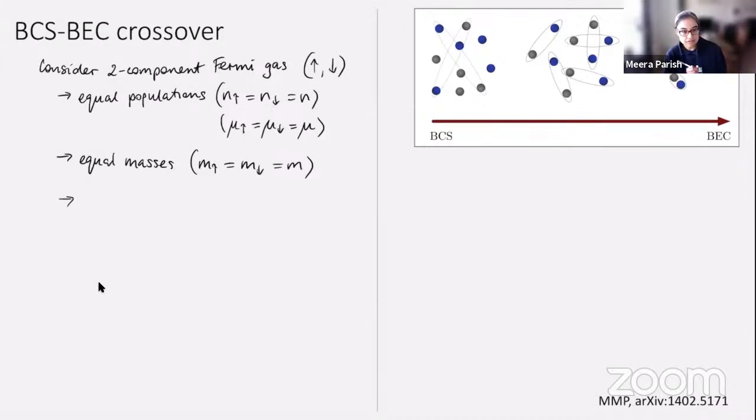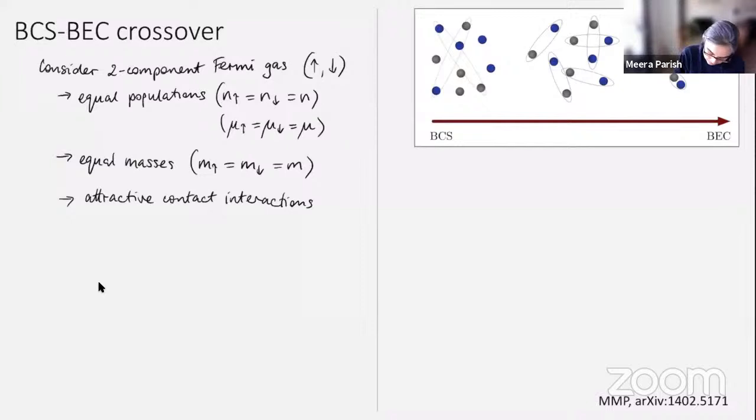The other thing is I'm going to assume that I have these attractive contact interactions. So I'm only going to look at S wave again. This has been achieved with hyperfine states of potassium-40, for instance, in JILA, or lithium-6, for instance, at MIT and other places.